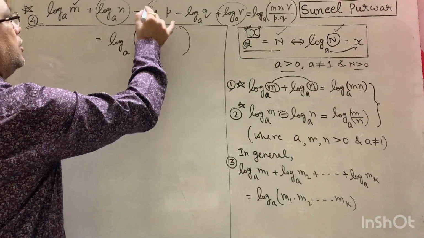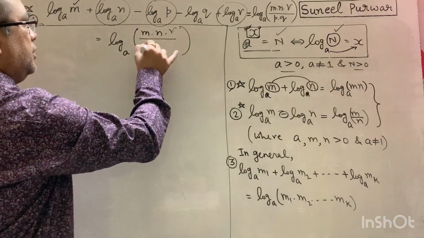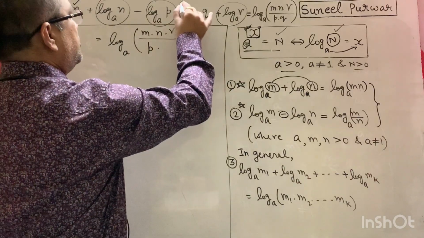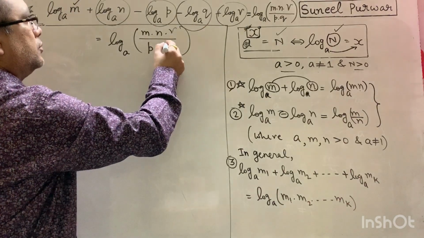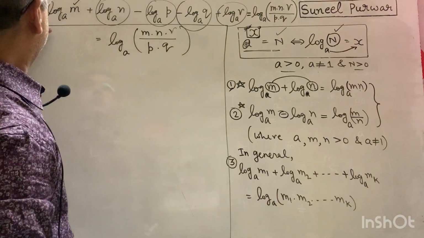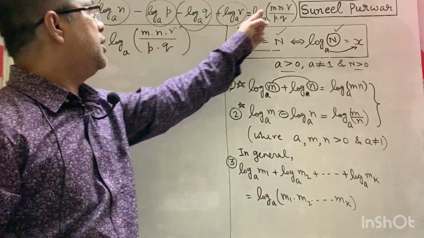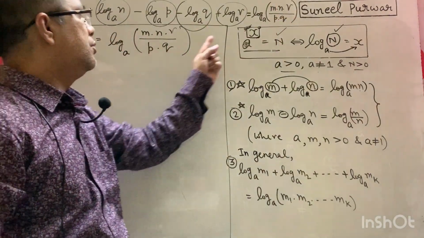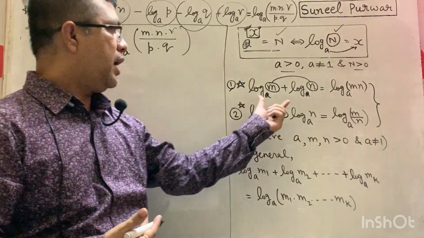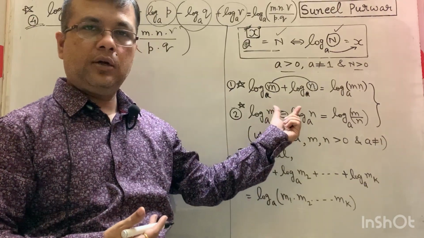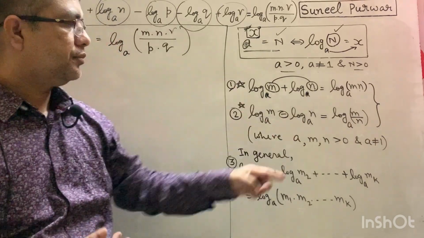Now look at this logarithm, it is preceded by a minus sign, so its number will come in the denominator, so upon p. This logarithm is also preceded by a minus sign, so its number q will also come into the denominator, q. So that's why I wrote this simplification of all these logarithms as what? Log at base a, correct? m into n into gamma, which you can find there, divided by p into q. So this is how you have to apply the properties for adding or subtracting two logarithms or more than two logarithms at the same base. They all are having the same base.